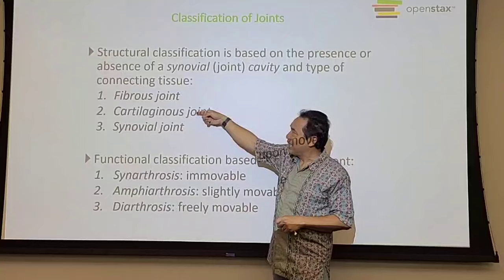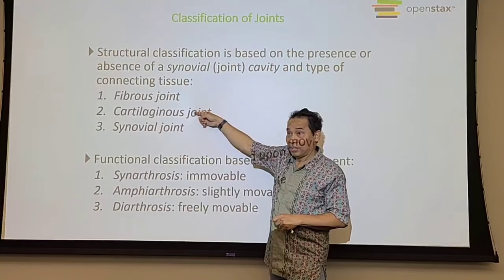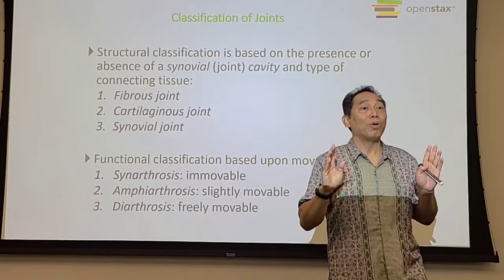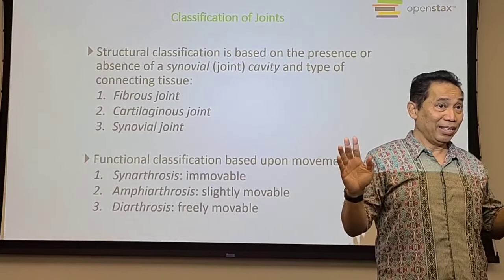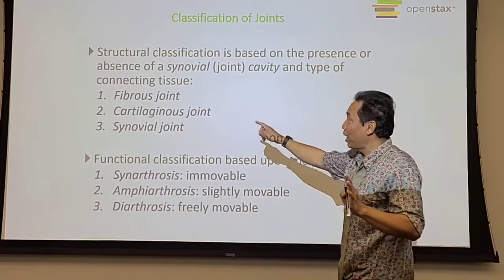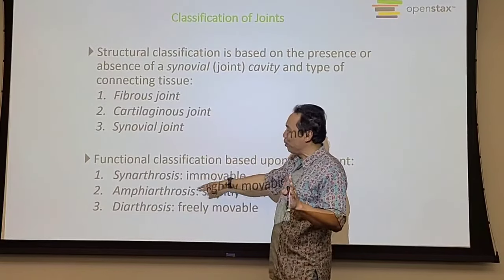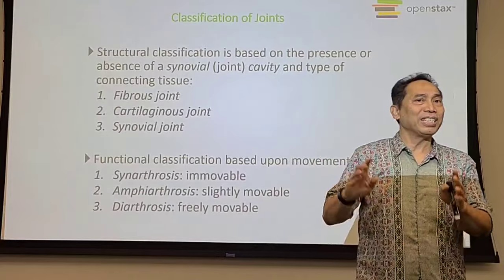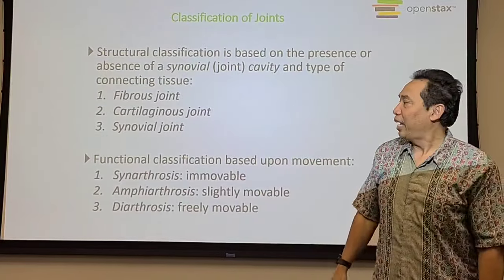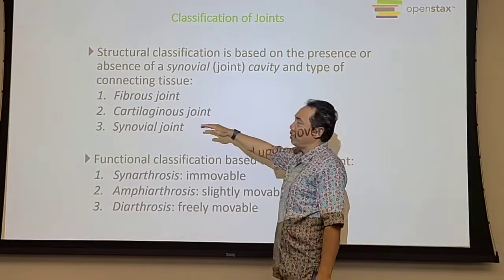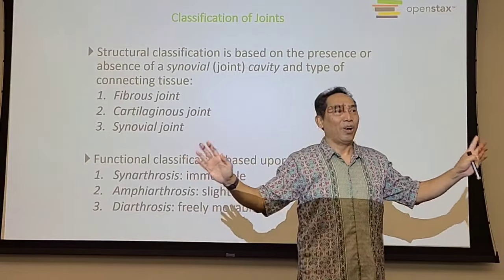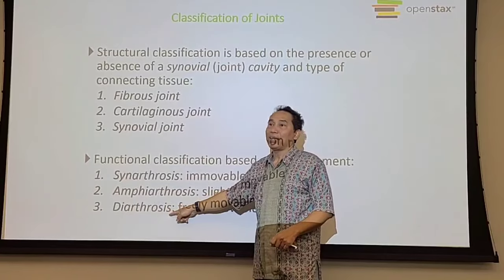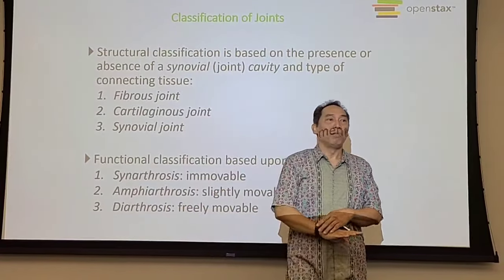Most of the cartilaginous joints will be amphiarthrosis. I said mostly, not all. So the majority of cartilaginous joints will be amphiarthrosis, slightly movable joints. We're going to see examples right now. And the last one, this is the one that I will say all: all synovial joints will be diarthrosis, freely movable joints.